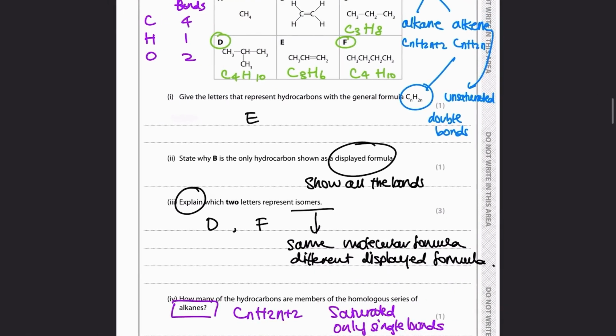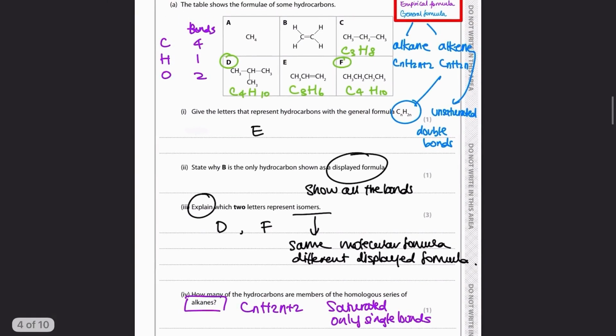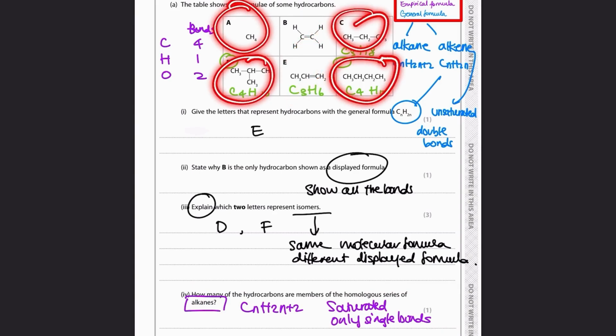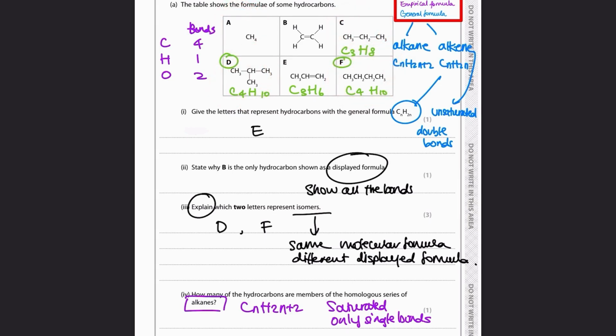So let's zoom out and take a look. Who has only single bonds? So definitely not B and E, right? Because I can see the double bond right there. So not B, not E. Are the rest all alkanes? A, C, D, and F. They're all alkanes. So that's 4. There's 4 of them. A, D, C, and F. And you can check.